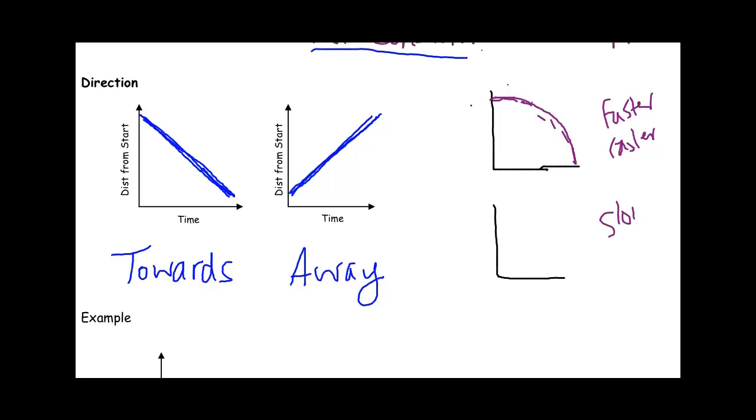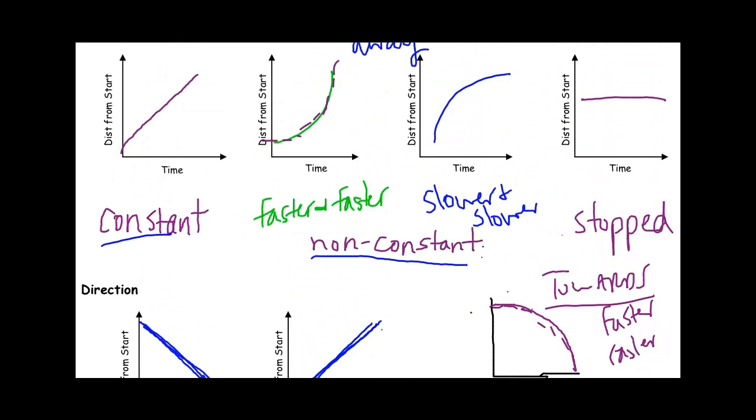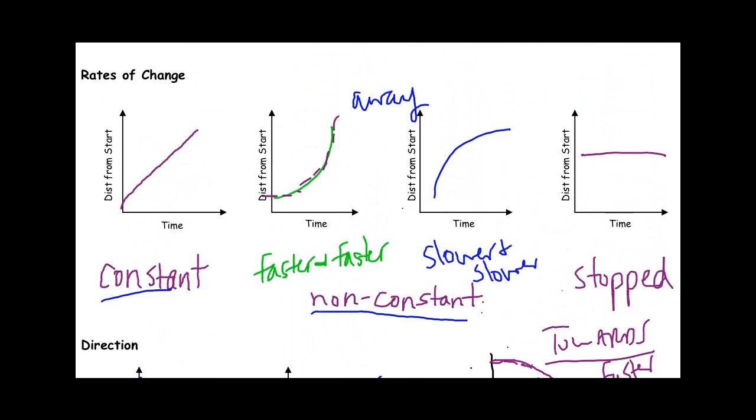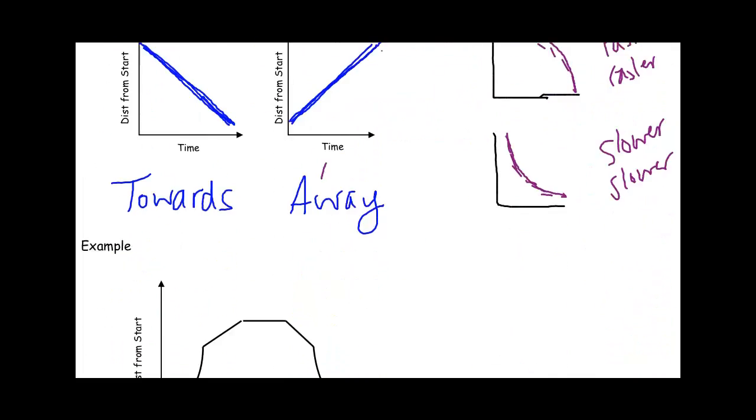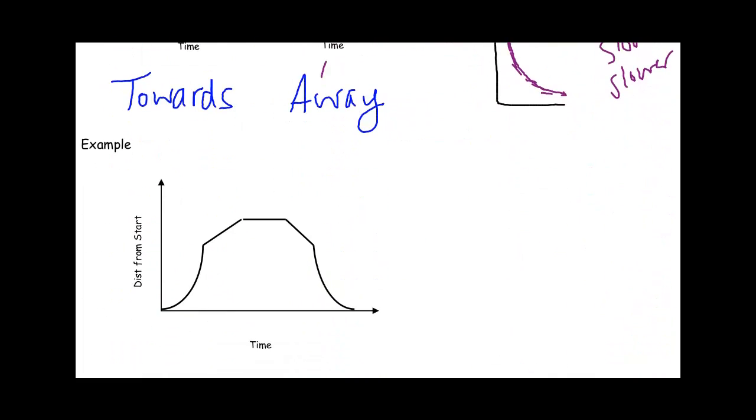And if I was going slower and slower, but again, if I'm going towards, it's got to go down, but it's going to go down like this. Notice it starts out steep, and then it gets more shallow. So we've talked about the rate at which we're walking, constant, non-constant, or we're not moving at all, so stopped. We've talked about the direction. Now let's talk about a story. I'm going to involve time in there as well.